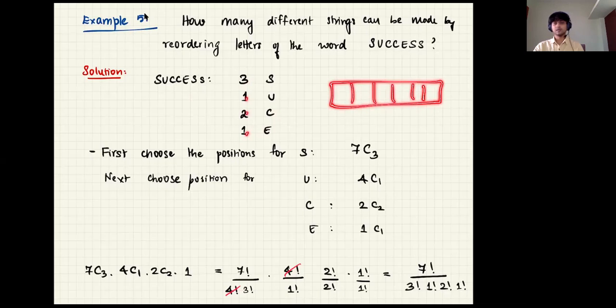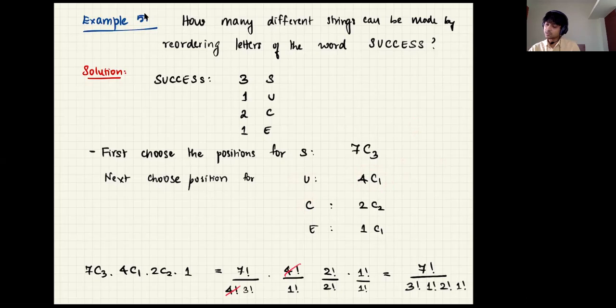Now you can think of arranging these things as, I first choose positions for S. That can be done in 7C3 ways. After I choose my positions for S, I choose positions for U. There are remaining 4 positions and I have to choose 1 position, so it's 4C1. Then I'm choosing positions for C. How many positions are left? So it should be 3C2, because there are 3 positions.